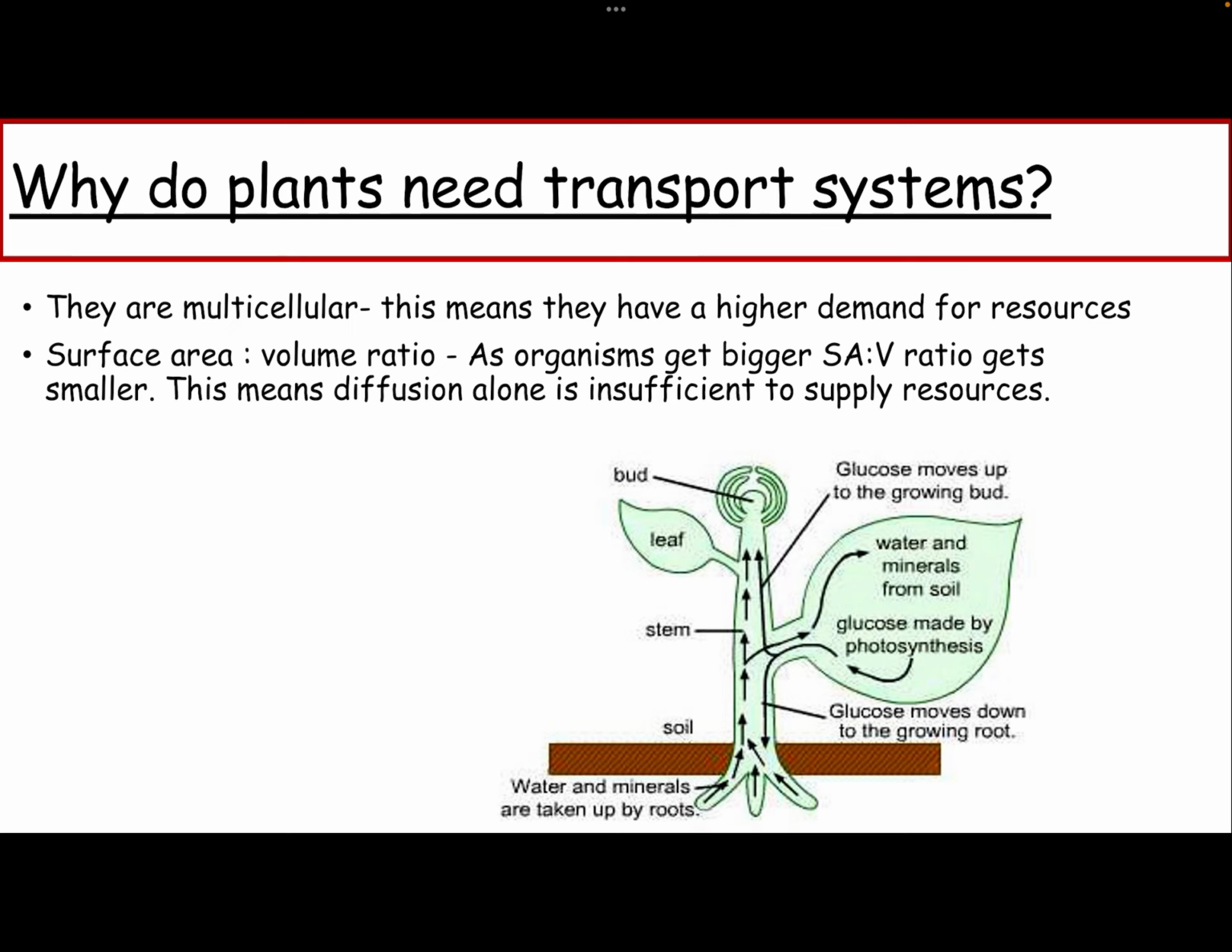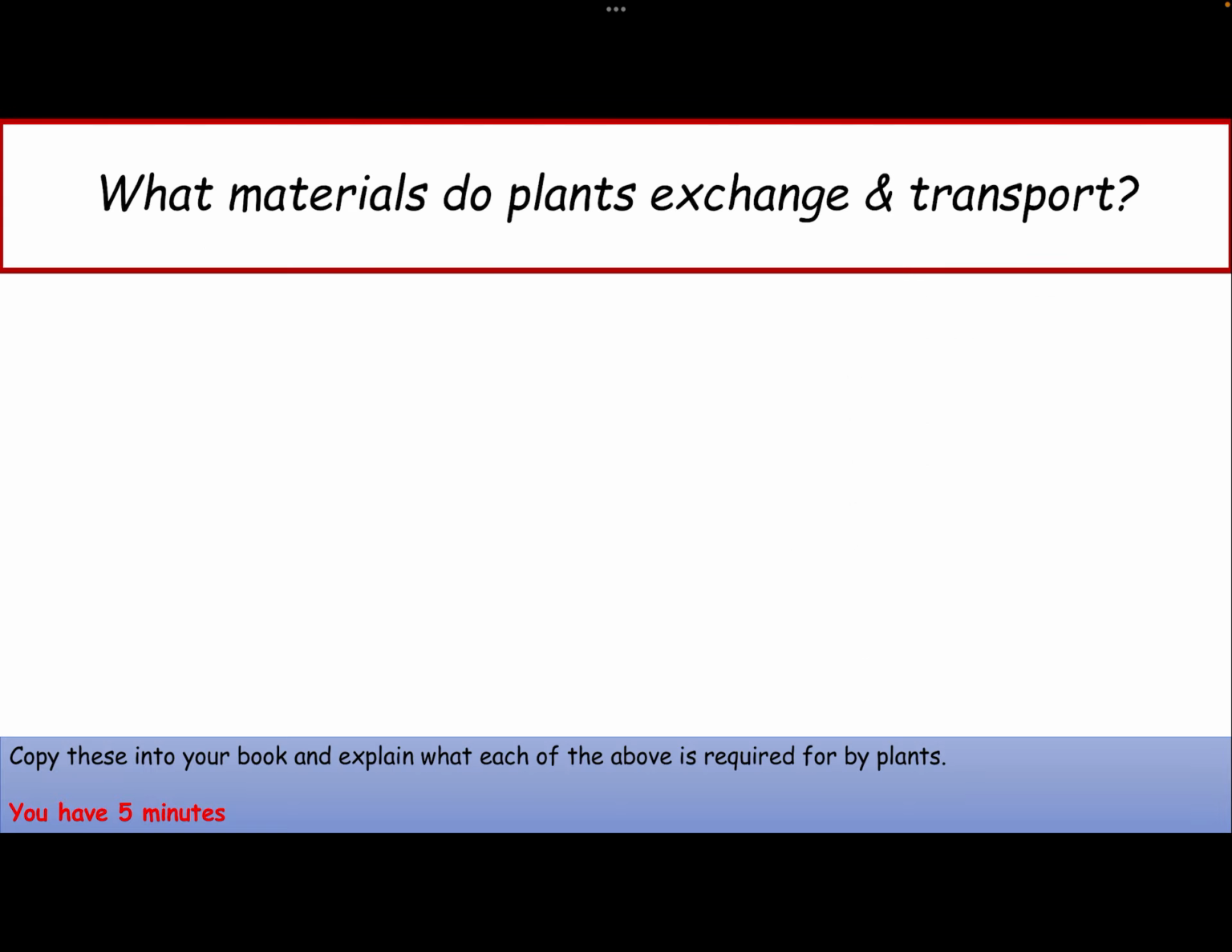They are multicellular. This means they have a higher demand for resources. Their surface area to volume ratio: as organisms get bigger, surface area to volume ratio gets smaller. This means diffusion alone is insufficient to supply resources. So basically, you can't expect all the resources that the organism needs to diffuse from the outside to the inside. They have to travel through transport systems because of the surface area to volume ratio. We're more complex, whether it's a plant or an animal.